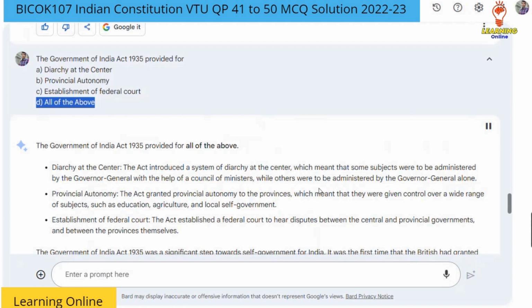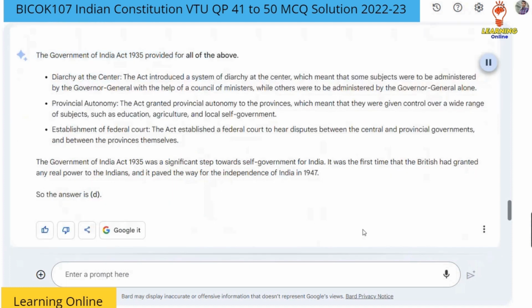Establishment of Federal Court. The Act established a federal court to hear disputes between the central and provincial governments, and between the provinces themselves. The Government of India Act 1935 was a significant step towards self-government for India. It was the first time that the British had granted any real power to the Indians, and it paved the way for the independence of India in 1947. So the answer is D.